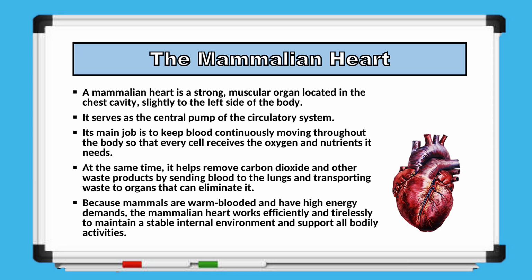At the same time, it helps the body remove carbon dioxide and other waste products by sending blood to the lungs for gas exchange and transporting waste to organs that can eliminate it. Since mammals are warm-blooded and have high energy needs, the mammalian heart operates with remarkable efficiency and endurance. It maintains a stable internal environment and supports all the activities that allow the body to function properly.